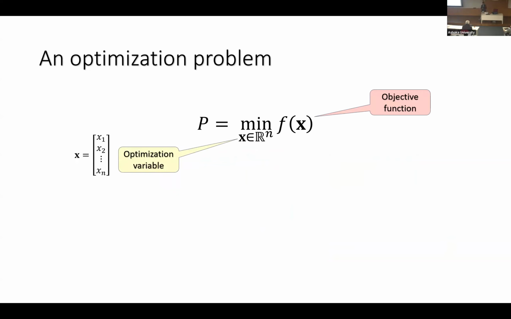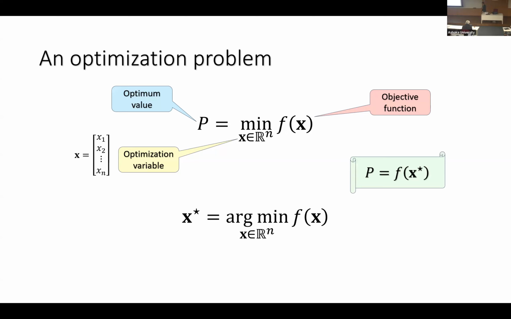X is usually a vector, so x is called the optimization variable, and p is called the optimal value, the minimum value, and p can also be written as f of x star. So what is x star? Another way of writing the same problem is x star equal to argmin. Argmin is saying the argument of the function that is the smallest. X star is the solution or the minimizer, right? So these two are saying the same thing. If you ever see this, don't get confused.